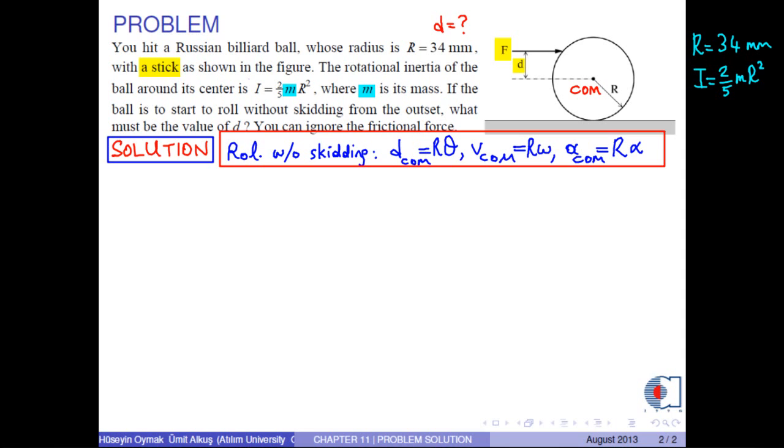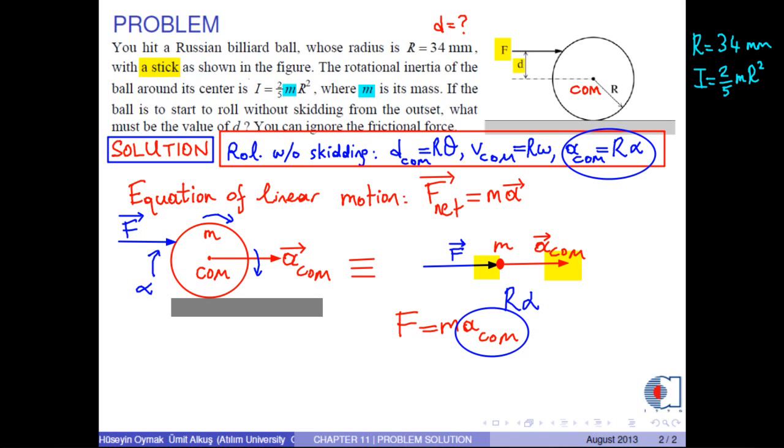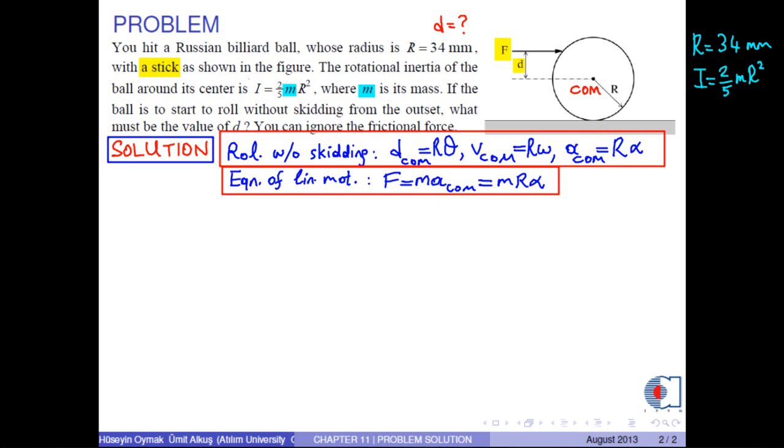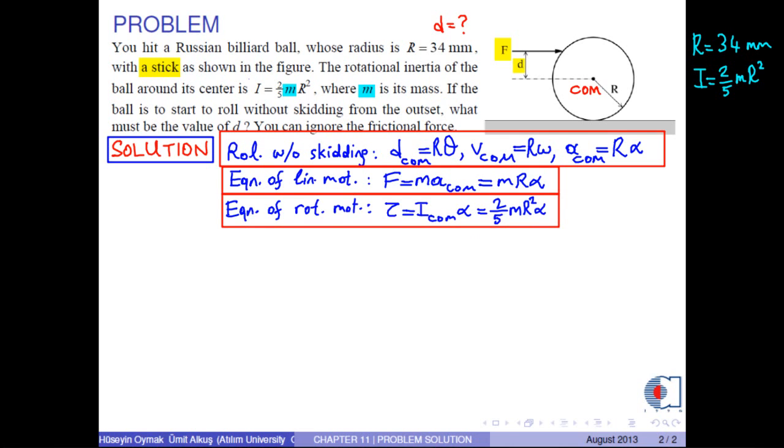Anyway, for the equation of linear motion, by the help of Newton's second law, F net equals m times a, our problem can be simplified as if force F acts on the center of mass of the billiard ball. Since the acceleration of the center of mass is a_com, we have Newton's second law as F equals m times a_com. Here a_com is r times alpha, so F is m times r times alpha. Additionally, the equation of rotational motion can be written as net torque according to the center of mass equals the rotational inertia of the ball around its center times the angular acceleration. Since I_com is 2 over 5 times m times r squared, we have the net torque as 2 over 5 times m times r squared times alpha.